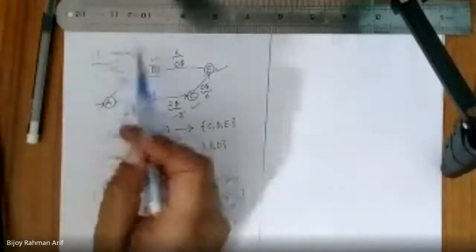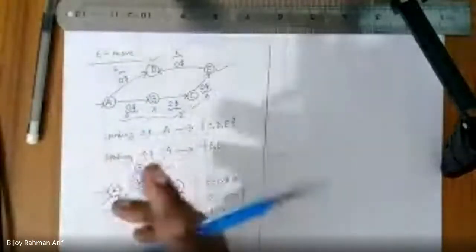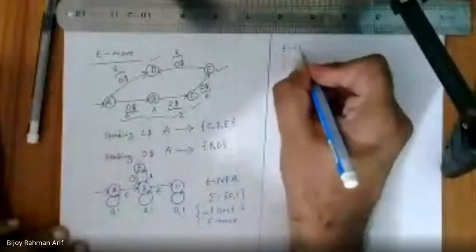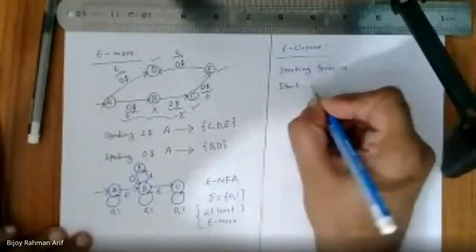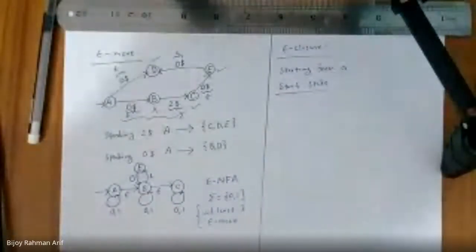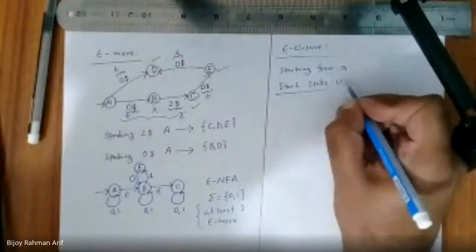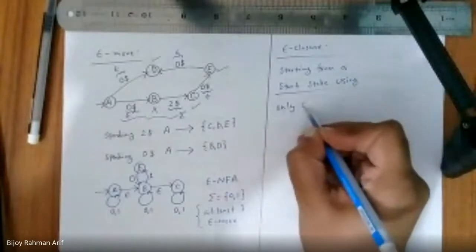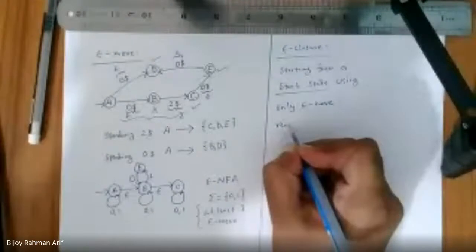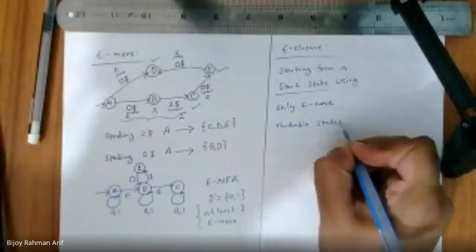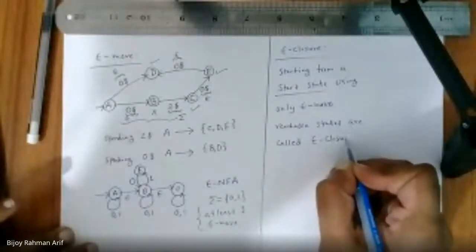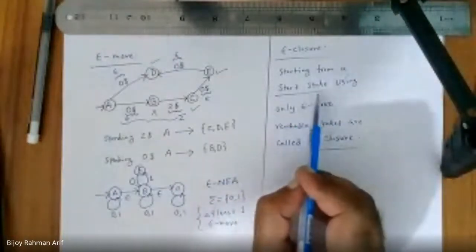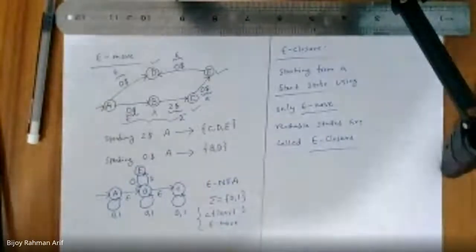Okay, so you people are pretty clear with epsilon move. Now let's go to another concept, nothing but epsilon closure. That is also an important concept. So, what is epsilon closure? Starting from a start state, using only epsilon, reachable states are called epsilon closure. Did you get it? Understand carefully. Starting from a start state, using only epsilon move, reachable states are called epsilon closure. So that is our strategy.